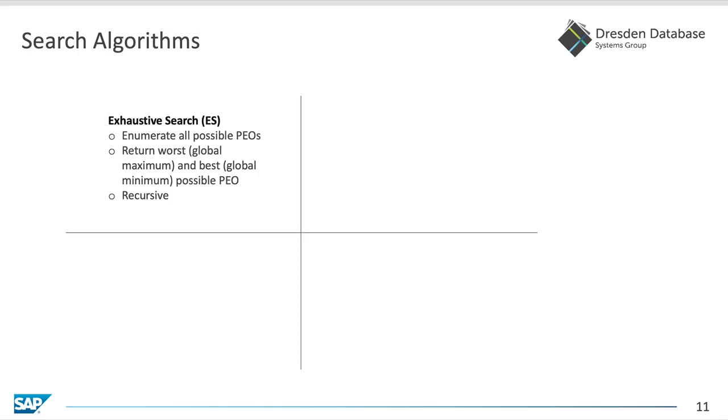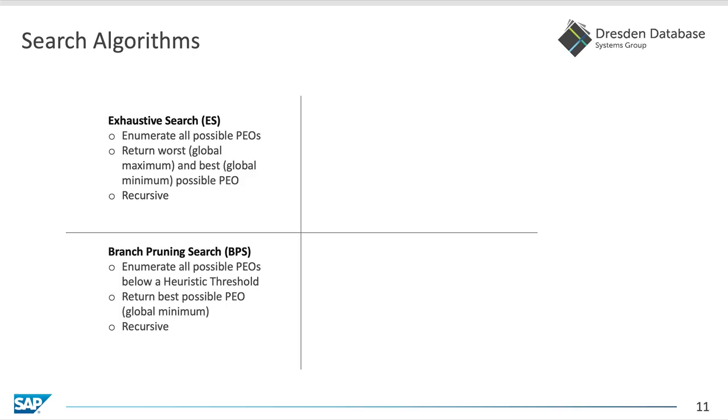We have 4 different search algorithms. The details of those you can find in the paper. We have exhaustive search, which enumerates all possible PEOs, returns the worst, so the global maximum in memory integral, and the best and global minimum possible PEO, and it's recursive. We also have branch pruning search, which is basically the same as exhaustive search, and it includes a branch pruning step, so returning no PEOs when a certain threshold in memory integral is exceeded. It enumerates all possible PEOs below a certain heuristic threshold, returns the best possible PEO, so the global minimum, and is recursive.